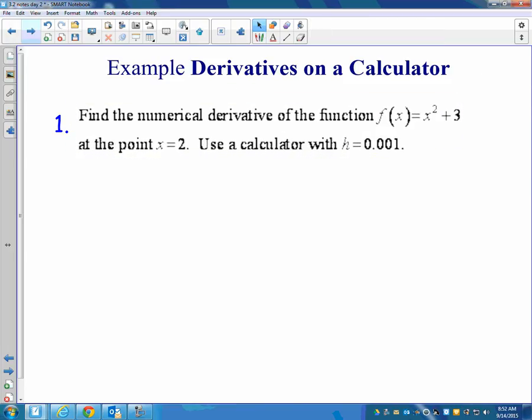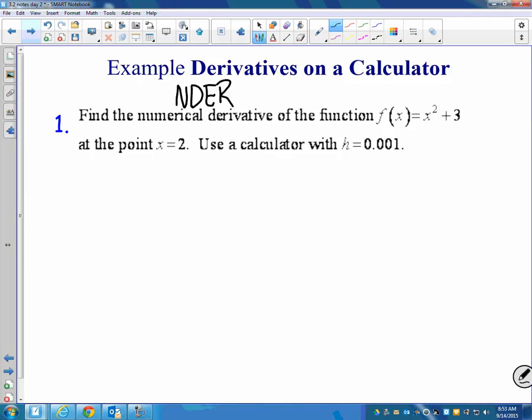Use the function f of x equals x squared plus 3 at the point x equals 2, and like the book says, use a calculator with h equals 0.001. The AP exam never says use h equals blah blah blah. Also, your textbook will say use nDeriv, or no, what do they use? This is what it says in your textbook, use NDER, which I think is even older, or maybe different calculators speak. And the AP exams are never going to say use nDeriv.